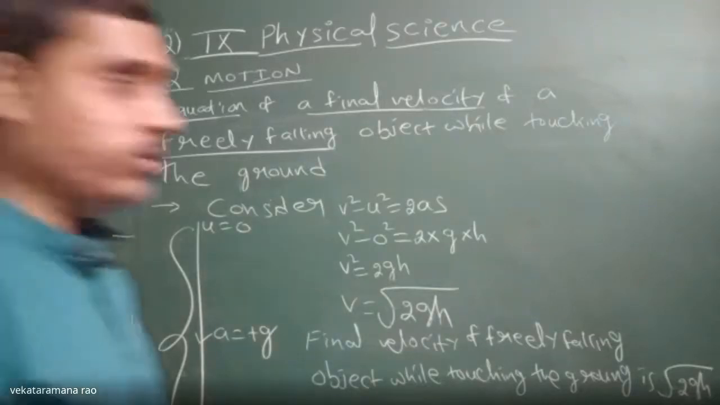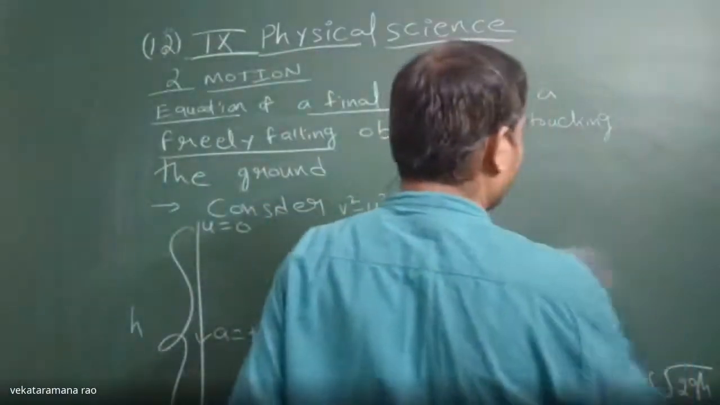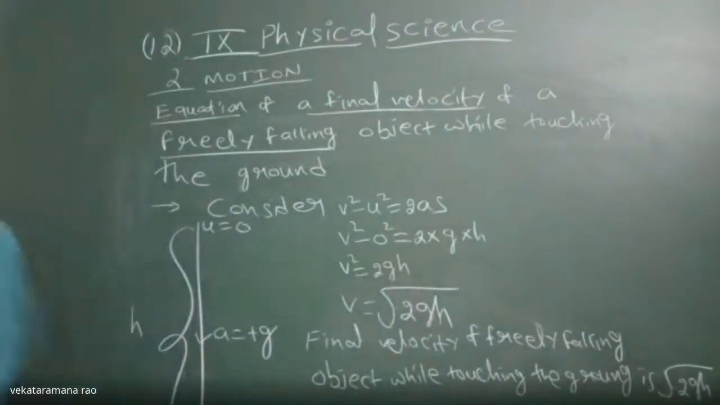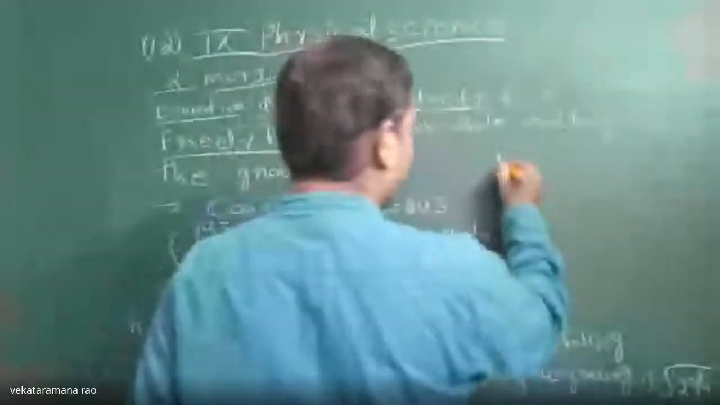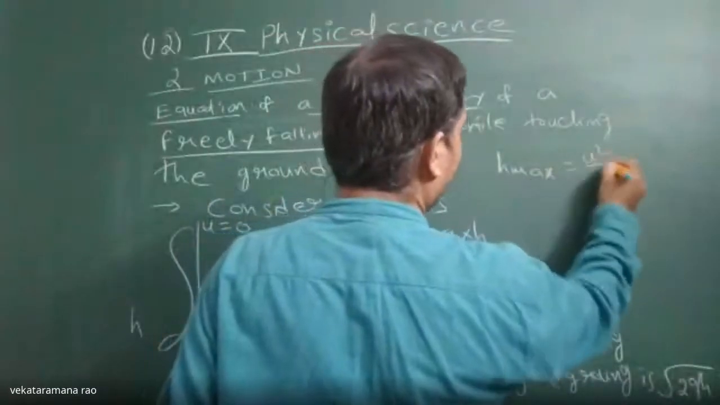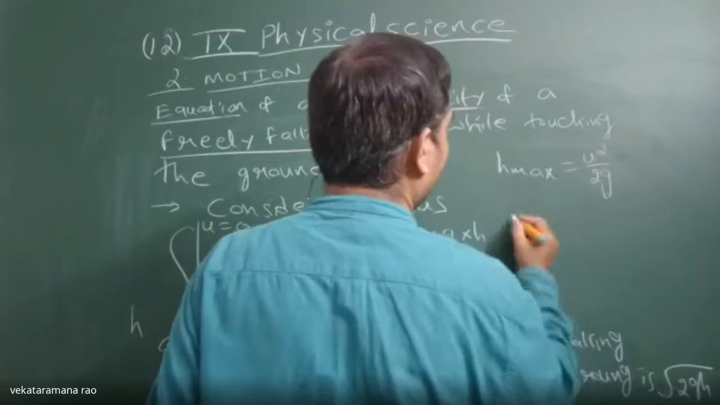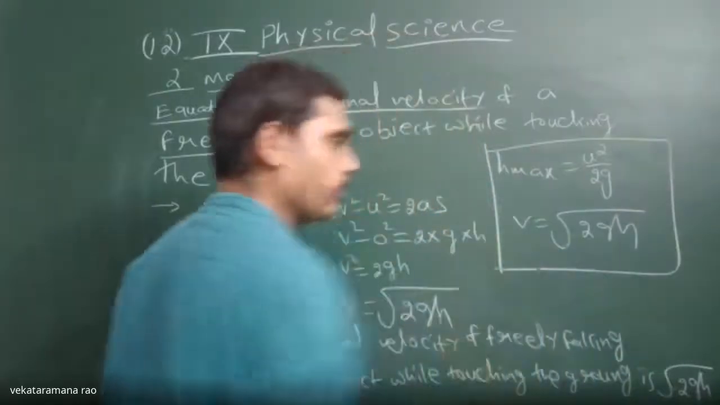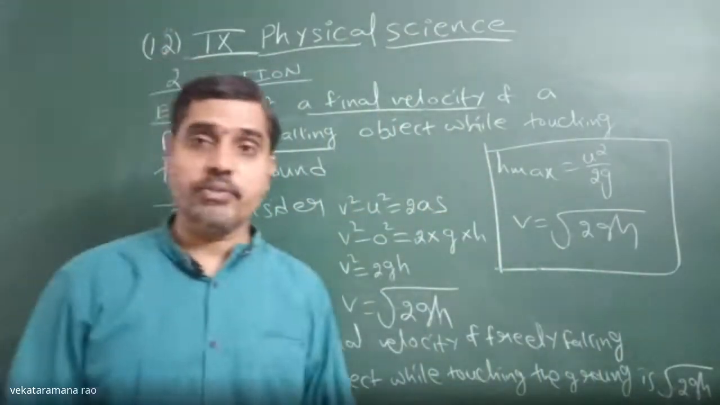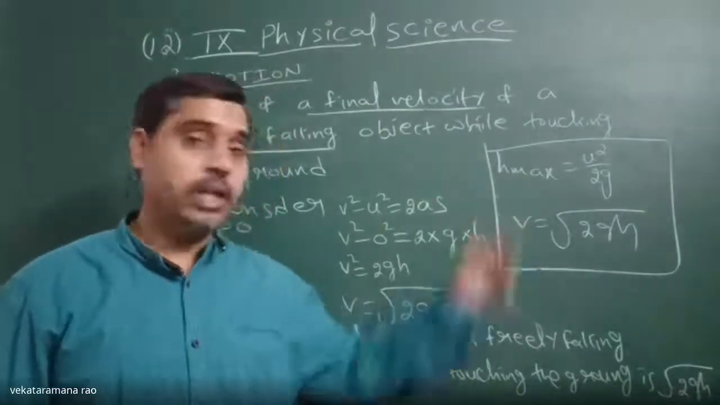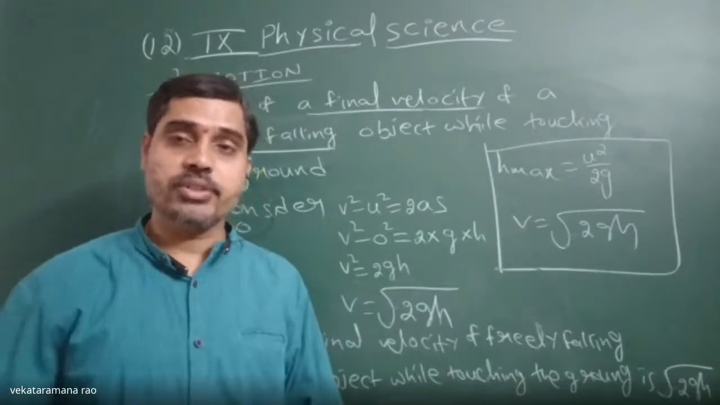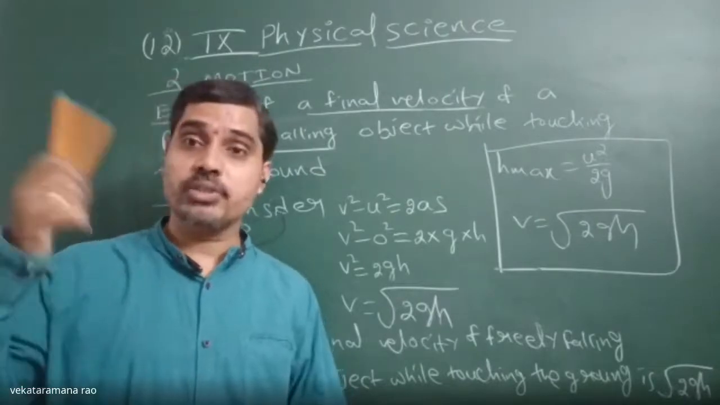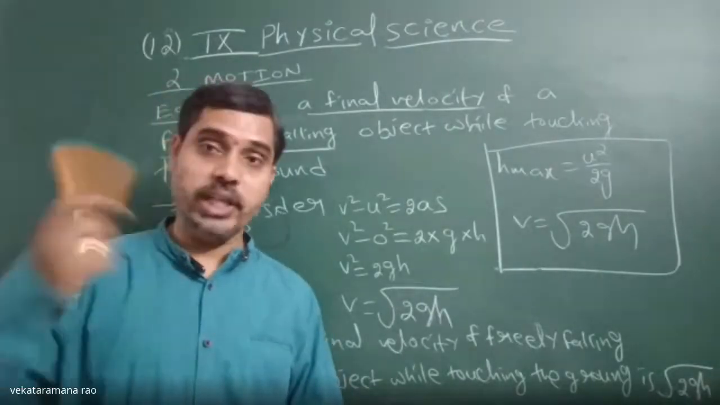So in this session, what did we discuss? We discussed the maximum height reached by a body projected upwards and the final velocity of a freely falling body. The maximum height reached by a body projected upwards is H max = u square by 2g. The final velocity of a freely falling body is v = under root 2gh. In the next session we will discuss how much time they take to reach maximum height, how much time they take to reach the ground, and how long the body stays in air flight. Thank you.